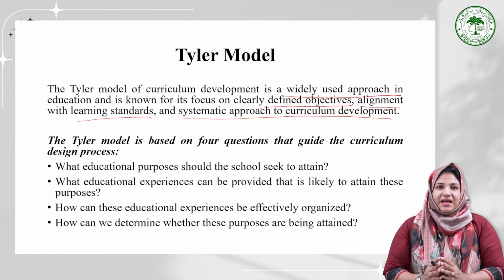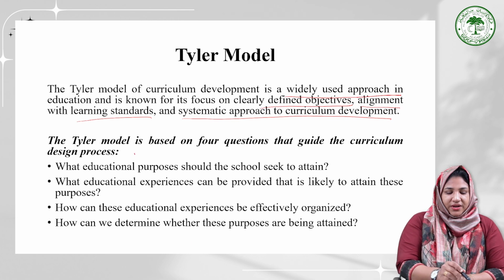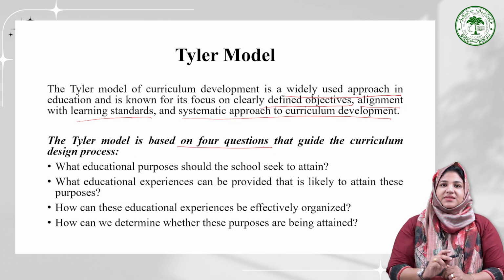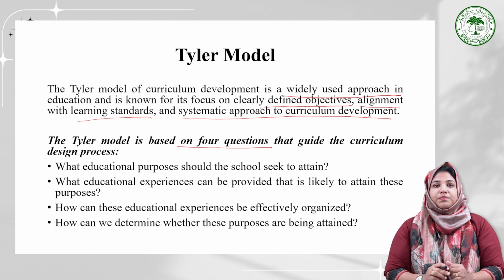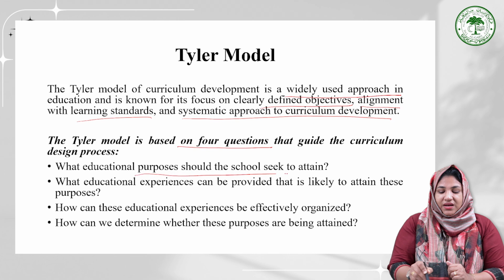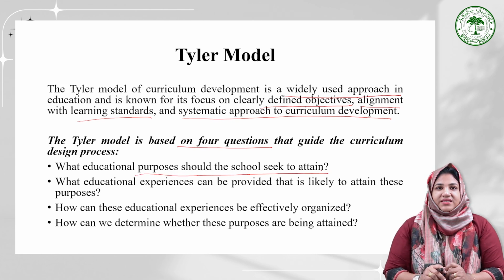The Taylor model is mainly focused on four important questions, which we can see in his book also. What are these four questions? The first question is: what educational purposes should the school seek to attain?